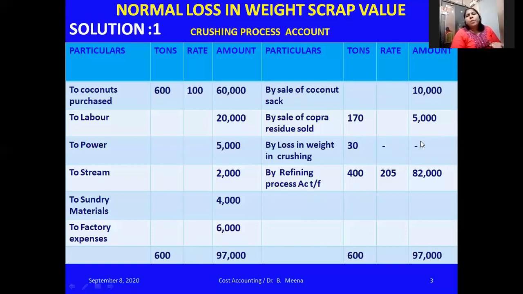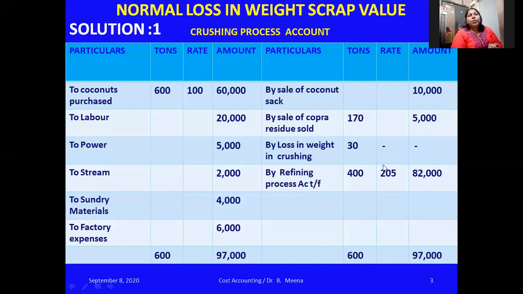So what could be the loss in weight? 30. Okay. Since no scrap value is given, I mentioned hyphen mark in the rate column as well as the amount column. Then how to find out the rate per ton for this crude oil means 82.